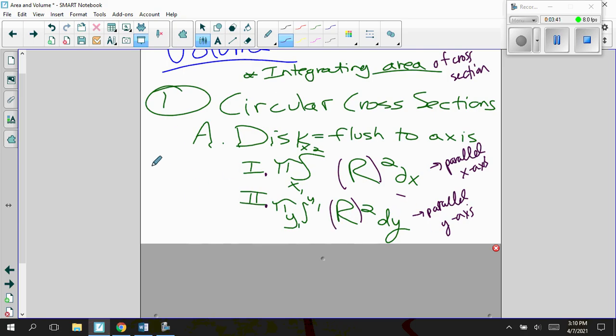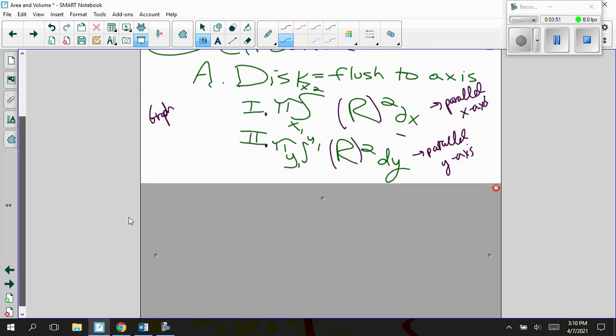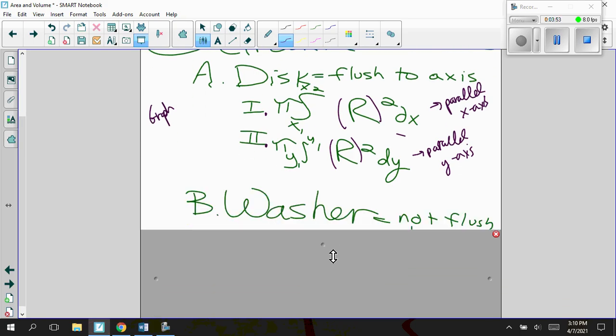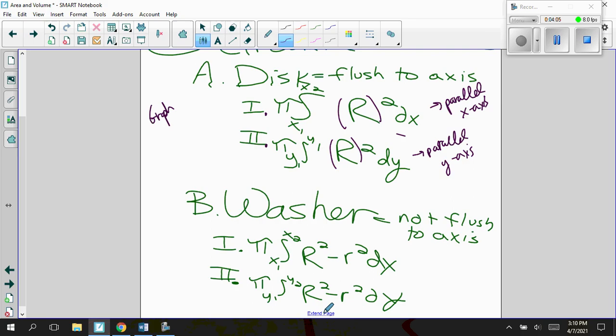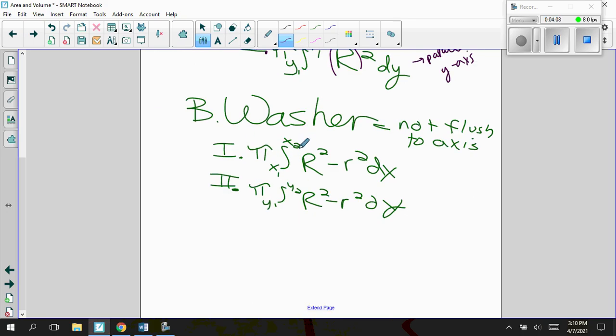Okay. And just like the last part, these all start with graphing your functions and seeing what the bounds are, what you're spinning around, and all of those details that go into that. All right, the second type of circular cross-section was the washer. The washer was when you were not flush to that axis of rotation. When that happened, we had 2 radii. So you had an outer radius and an inner radius that was scooping out the volume as the 2 lines or 2 parts spun.